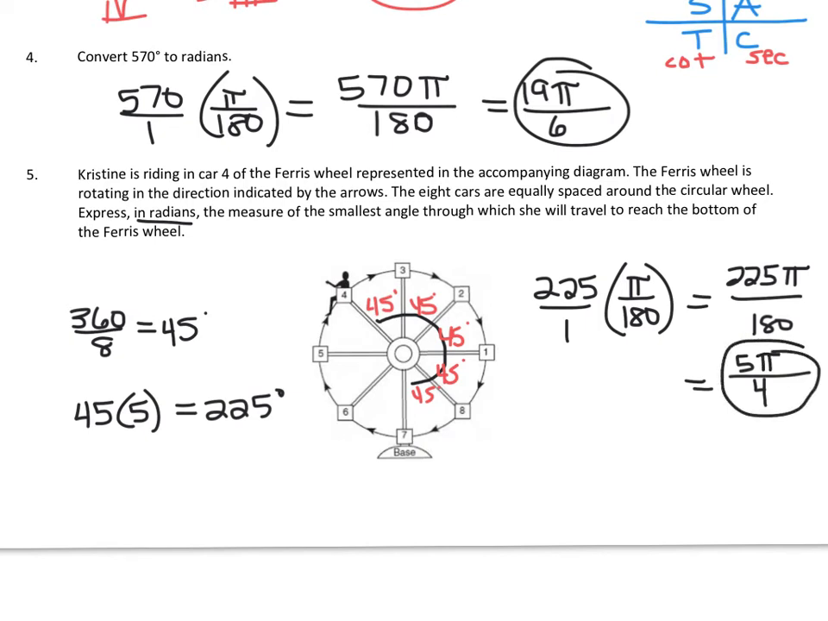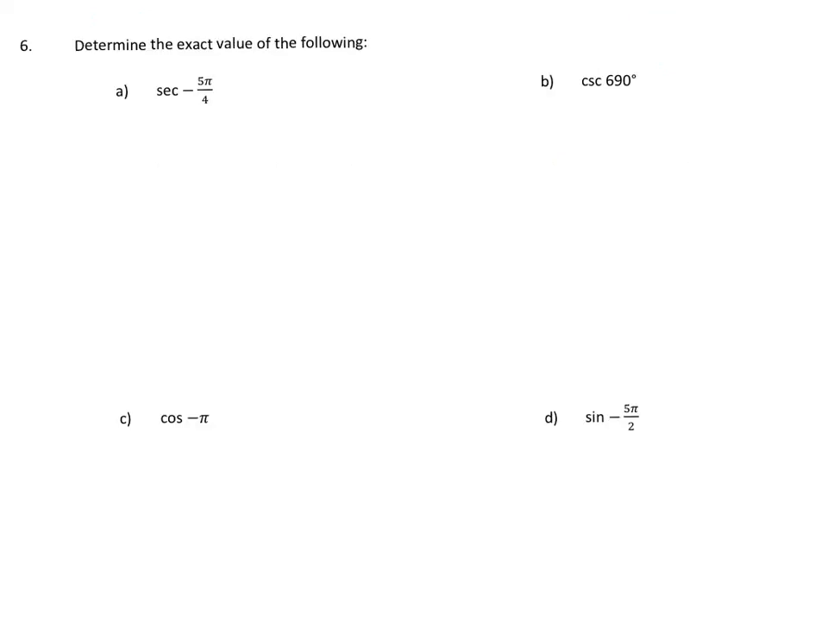Again, if you want to check in your calculator, you could type in 225 divided by 180, math, enter, enter, and it will give you 5/4. And then you just bring the pi down, okay? Don't plug the pi in your calculator.